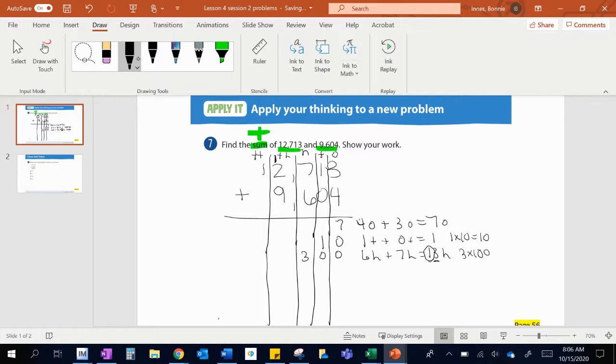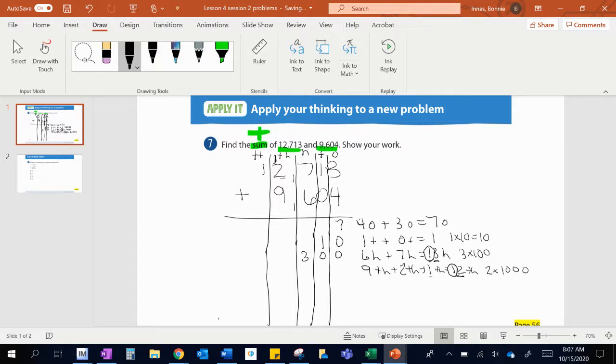Now I'm going to go to the thousands. I have 9,000s plus 2,000s plus that 1 that I regrouped, 1,000. So 9 plus 1 is 10, plus 2 is 12,000s. Okay, I know that I have to regroup again because it's higher than 9. So I'm going to keep my 2. So 2 times 1,000, I'm going to keep that.